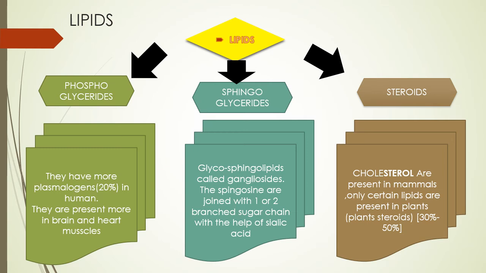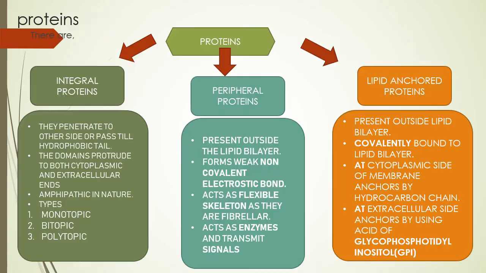Next is steroids. Cholesterol, a sterol compound. They are present mostly in mammals. Only certain lipids are present in plants, but comparatively, mammals have more sterol content. For example, plant steroid is nearly 30 to 50% only. Next is protein. There are three types of protein: integral protein, peripheral protein, lipid anchored protein.